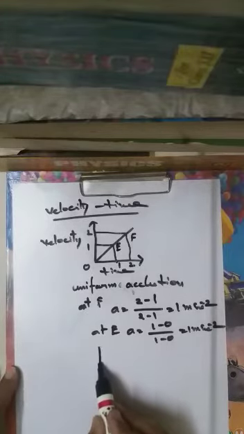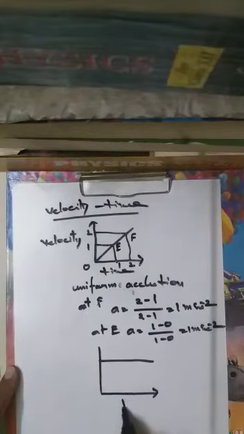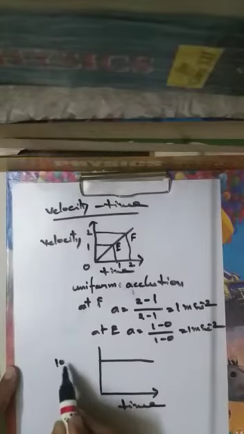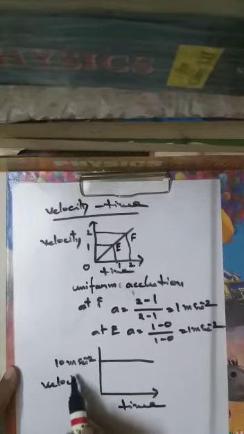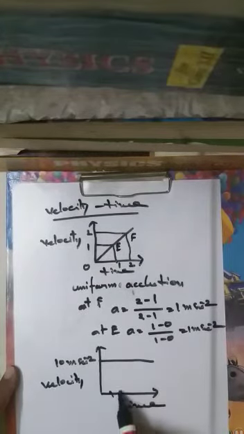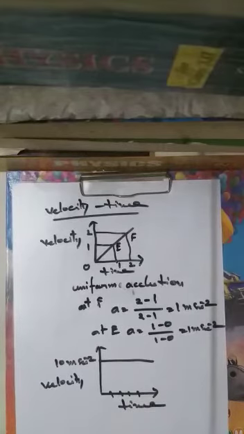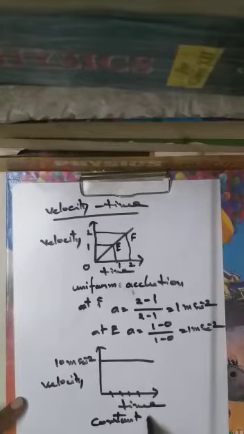The next graph is like that. This axis represents time, and here velocity, for example 10 meter per second. Velocity does not change when time increases. This represents uniform velocity or constant velocity.